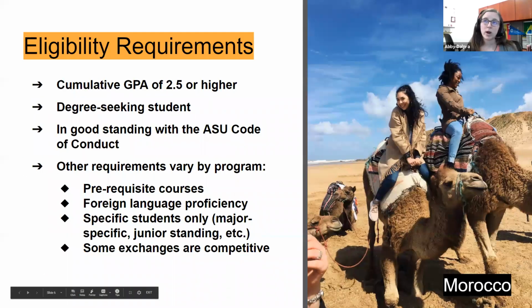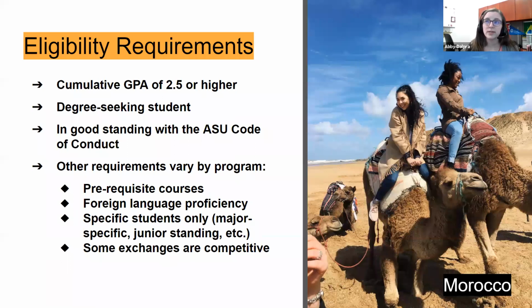So eligibility requirements, pretty much all of our programs are going to require a cumulative GPA of a 2.5 or higher. Like I said, some of them are higher, so it just really depends on the program. You typically need to be a degree-seeking student. You need to be in good standing with the ASU Code of Conduct.